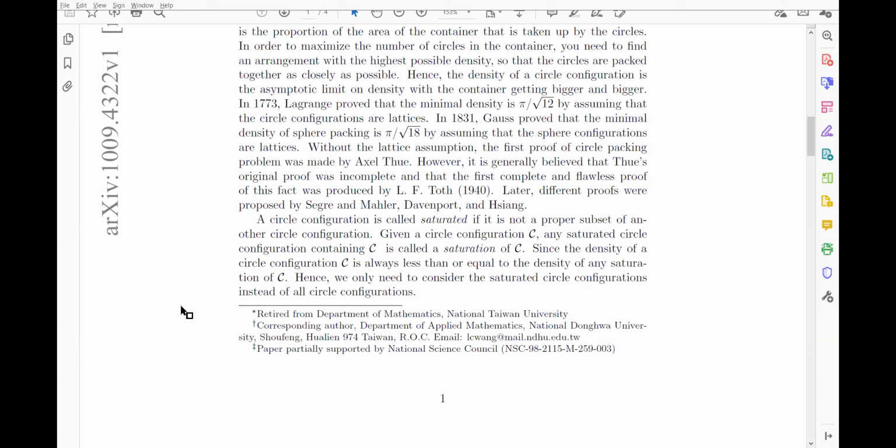And so you could ask me maybe what is the maximal saturation possible for a given configuration. But we can just look at all configurations and just look at any one, and if it's not saturated, just make it saturated. And that will improve the density.